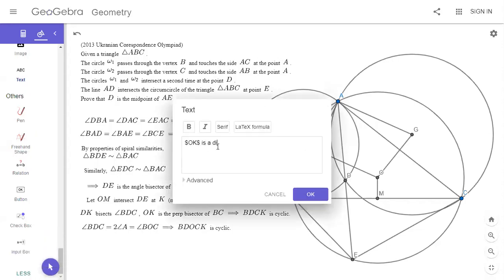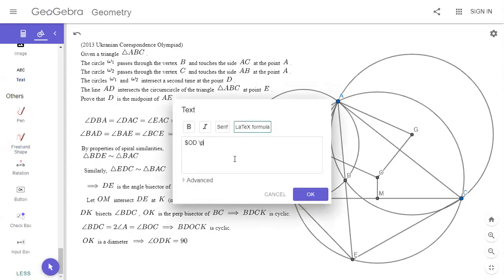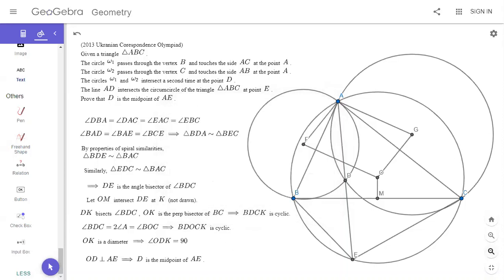That means that since OD is perpendicular to AE, then D is the midpoint of AE. All right. So I will move on to the next one, but thanks everyone for your input, and I will read more about Dumpty points.